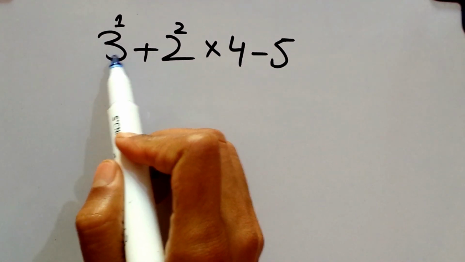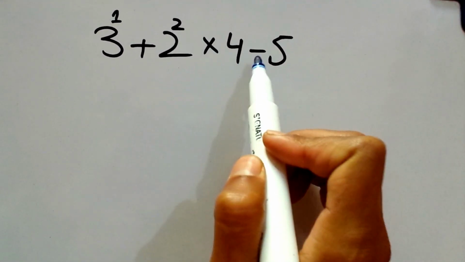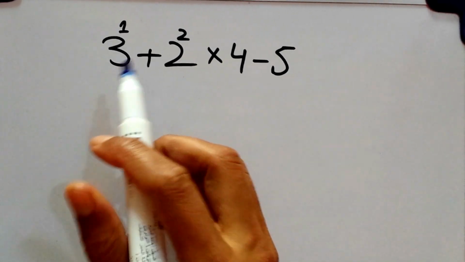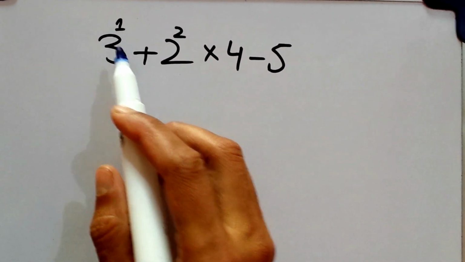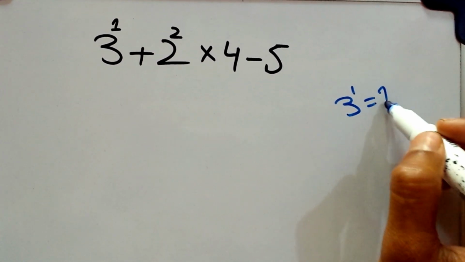We solve 3 to the power of 1 plus 2 to the power of 2 times 4 minus 5. Okay, let's solve this step by step. 3 to the power of 1. 3 to the power of 1 equals 1, right?